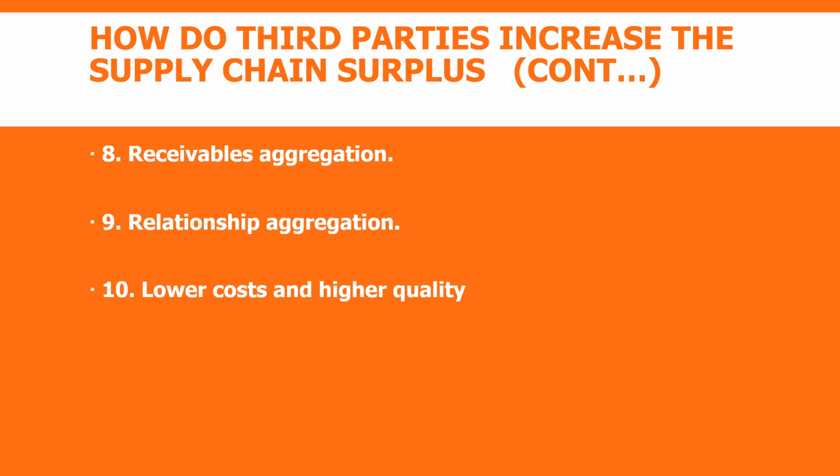A third party can increase the supply chain surplus if it provides lower cost or higher quality relative to the firm. If these benefits come from specialization and learning, they are likely to be sustainable over the longer term. A specialized third party that is further along the learning curve for some supply chain activity is likely to maintain an advantage over the long term. So overall, lower cost and high quality is a major concern.